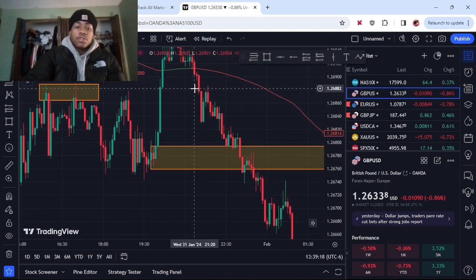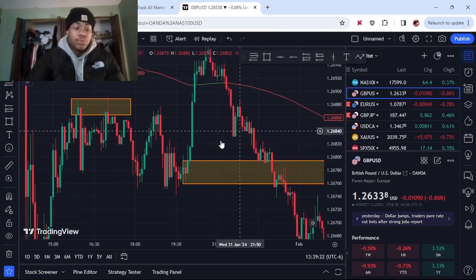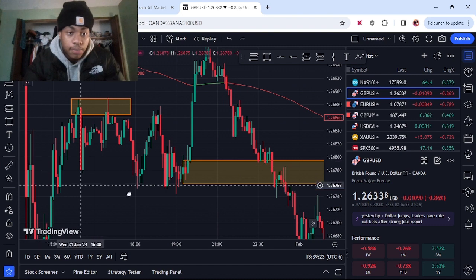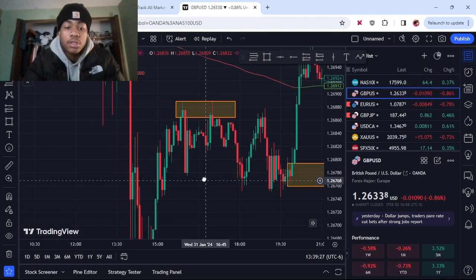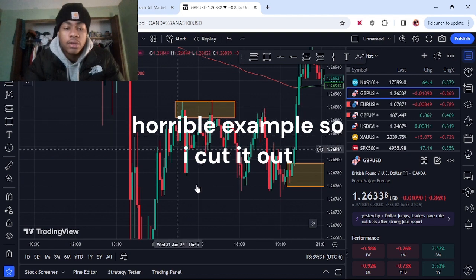And this is a counter trend setup. See, the 200 EMA is above it. It's a counter trend setup as well, so you really don't want to be taking that. Let's go to the next one, right? So you might be like, okay, how is this even a supply zone? Well, honestly, this is pretty bad.